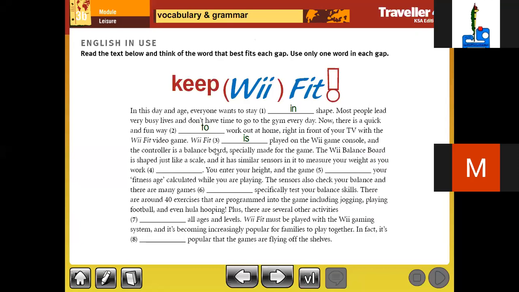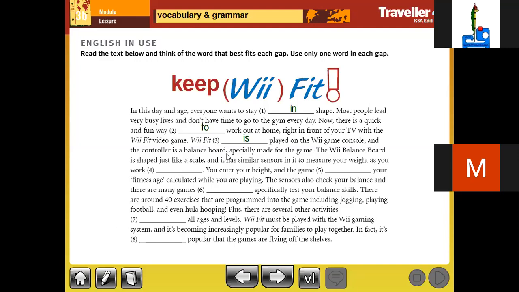As we said, the controller is a balance board specially made for the game. The Wii balance board is shaped just like a scale. It has similar sensors in it to measure your weight as you work out. You work what? Ahmed Walid, try to participate with us. Work, exercise. We want to use a preposition after the word work to give the meaning of exercise. Who will answer?